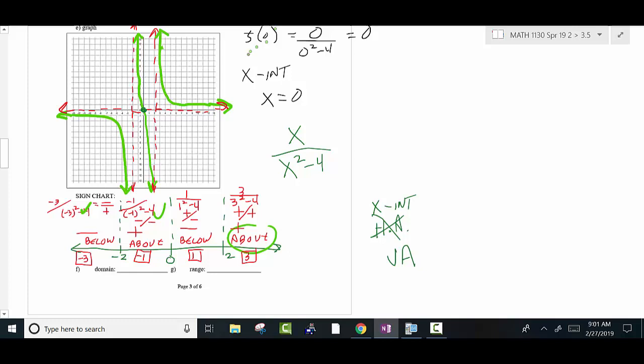All right, so let's see. Domain: the only thing that x can't be is plus or minus 2. So your denominator can't be zero, meaning x can't be plus or minus 2. So for the domain, you can just say the set of x not equal to plus or minus 2. Okay, how about the range? Look very carefully at my graph. What do you think?